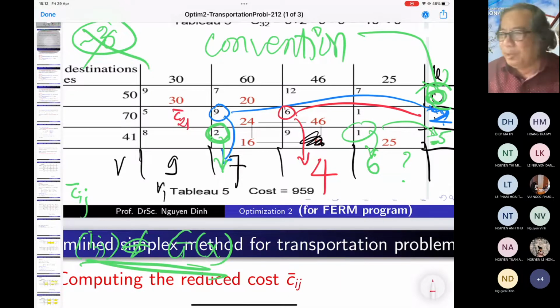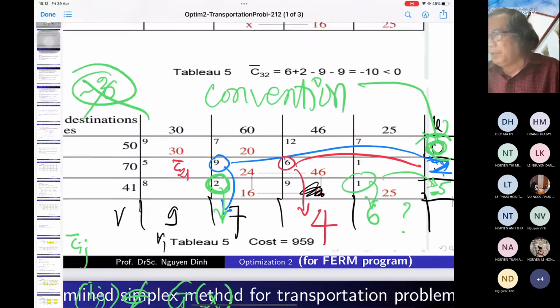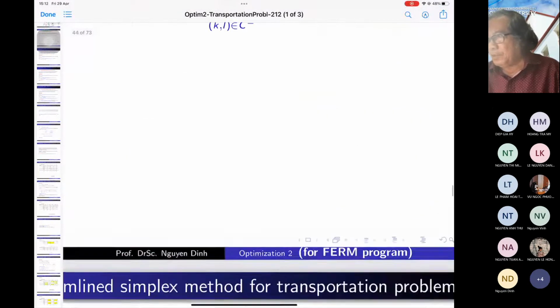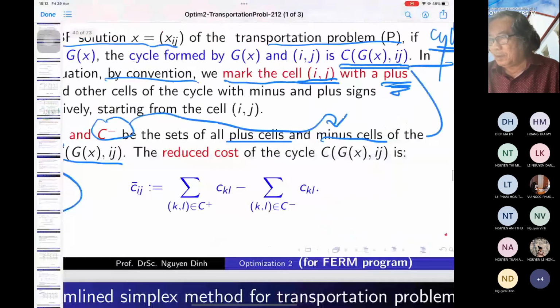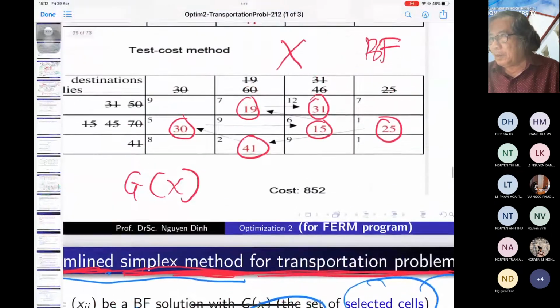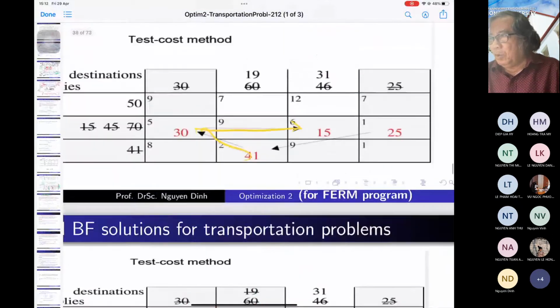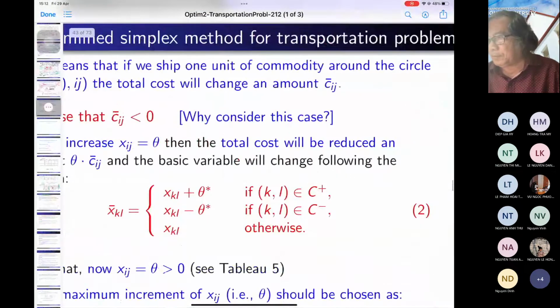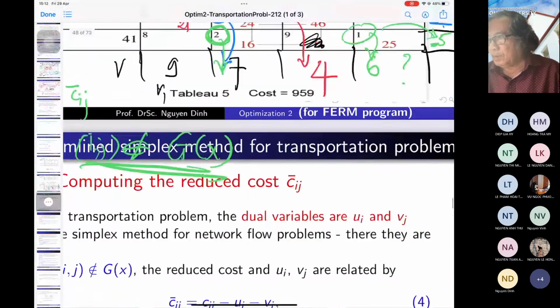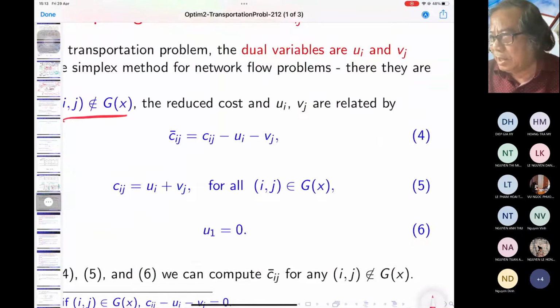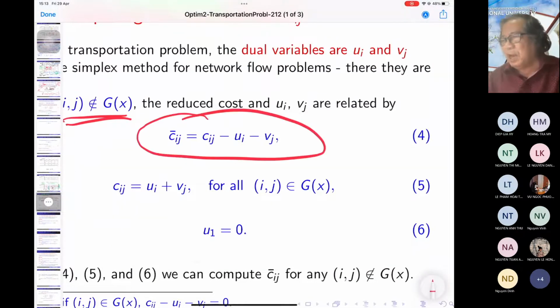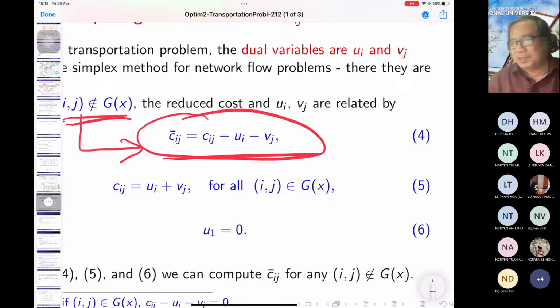C bar 2, 1 is what? We have the formula. We look at the formula. I tell you there. Where is C bar? Oh, where is it? Here. With the ij does not belong to this, C bar ij is Cij minus ui minus vj. Okay, very easy.